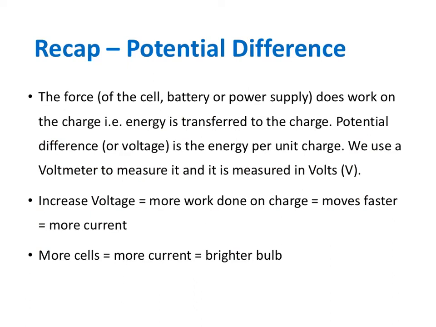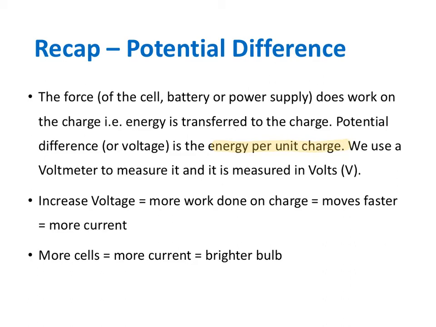So potential difference. You might not have had it referred to as potential difference before, I'm not sure. You possibly will have known it as voltage, but we're going to be calling it potential difference. Essentially this is the force that the cell or battery or power supply that we're using applies, that does work on the charge. Remember, we've done work done before in the energy topic. So if work done is taking place, then energy is being transferred to the charge. So essentially, potential difference is a measure of the energy per unit charge.